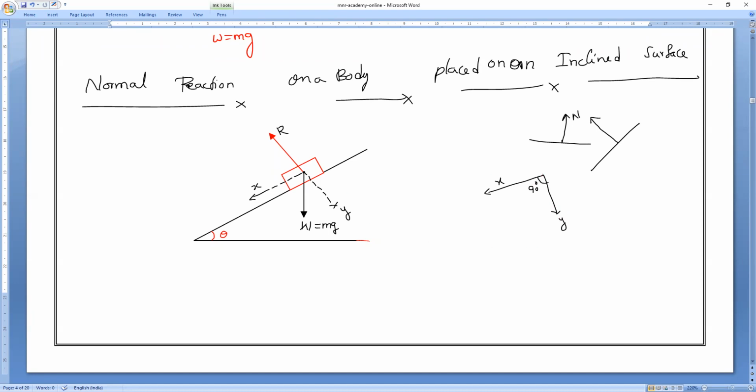Now, if you notice, this is the y-axis and this is the x-axis. In between them, something is acting in the downward direction. What is that called? We call it weight, which is equal to mg. Now remember, I will consider the angle between them as theta. And the normal reaction is acting opposite to that. This is N.